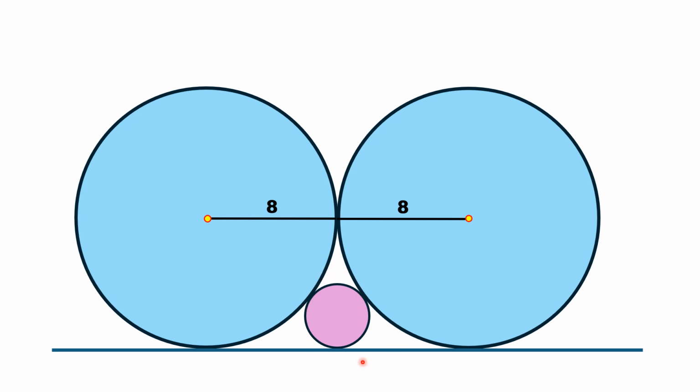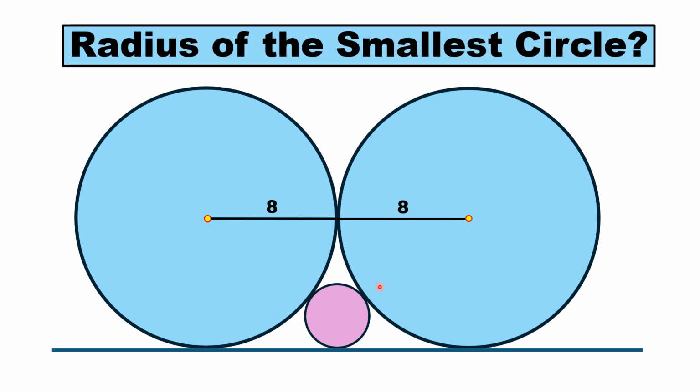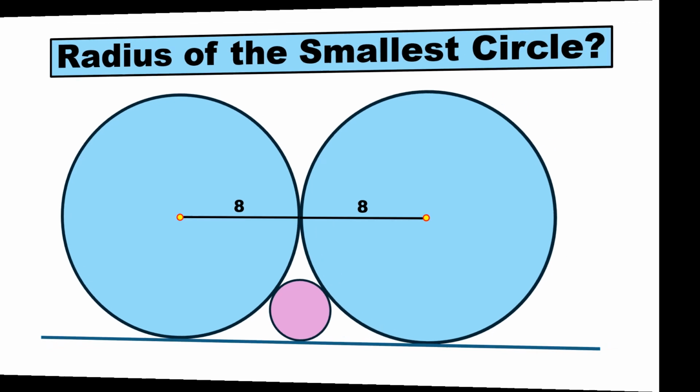between the line segment and two circles in such a way that it is tangent to the line segment and tangent to both of the circles. With this limited data, we have to find the radius of this smaller circle. Let us move toward the solution.